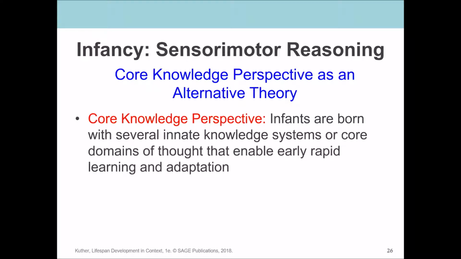The core knowledge perspective is an alternative theory. It explains that infants are born with innate knowledge systems or core domains that enable rapid early development and adaptation. Some evidence for this: well, infants learn so quickly and encounter such a great amount of sensory information that there must be some pre-wired evolutionary understanding, including the ability to learn rules. There must be something at work here, because infants do not seem to struggle with learning about the physics of the world. They pick up on things pretty fast within just a couple months of life.